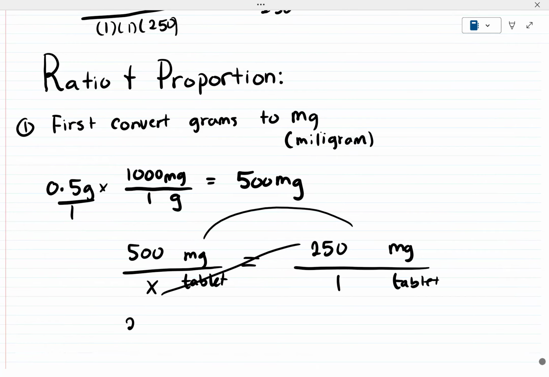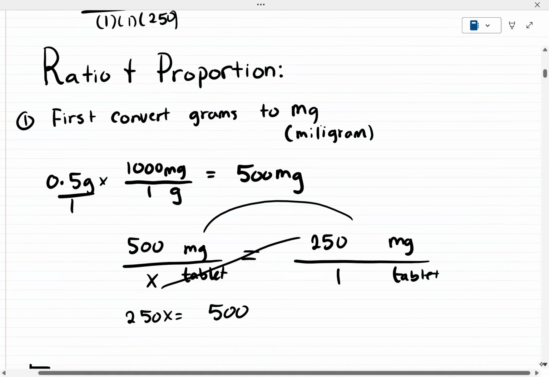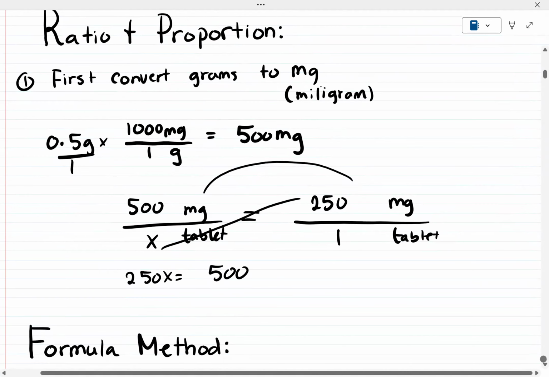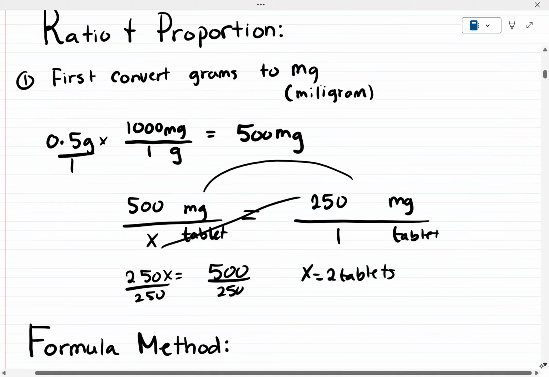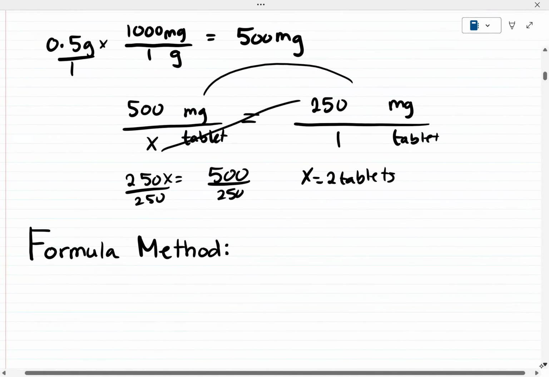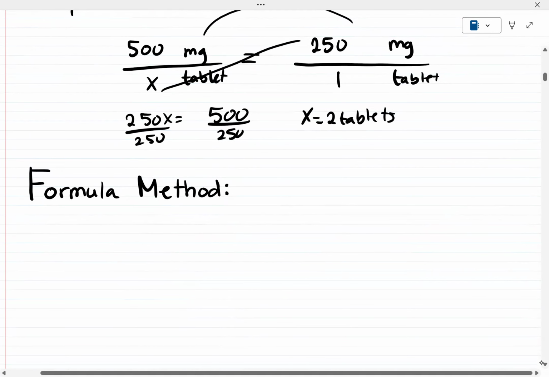Cross multiply, so this is 250x equals 500. Then solve for x by dividing both sides by 250, and you get 2 tablets. Not too bad, right? Now let's do the formula method.